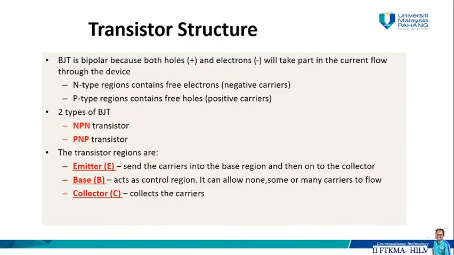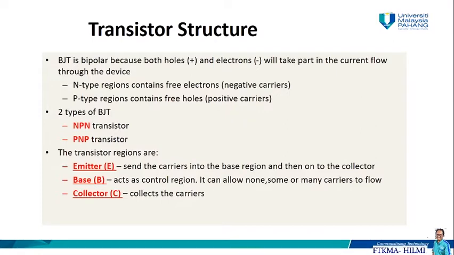So let's take a look at the transistor structure itself. We are going to focus on BJT. The FET will not be covered in this video. BJT is called bipolar because both holes, the positive part, and electrons, the negative part, are involved. If you still remember, in our previous video we learned about the diode, where we have holes and electrons, where the holes are the P type and the electrons are the N type.